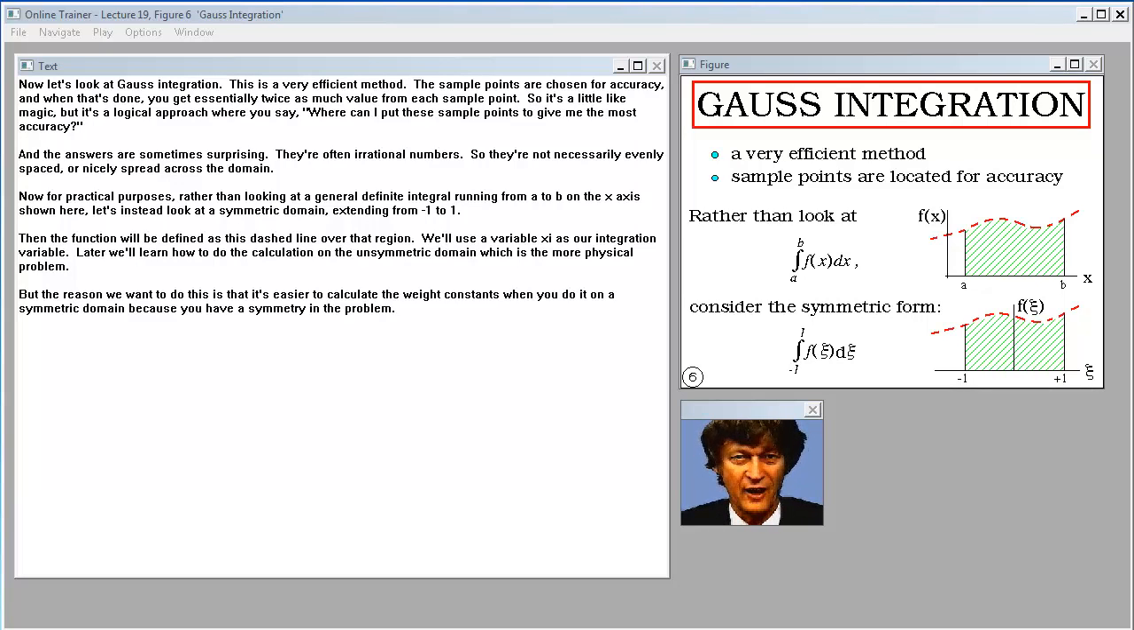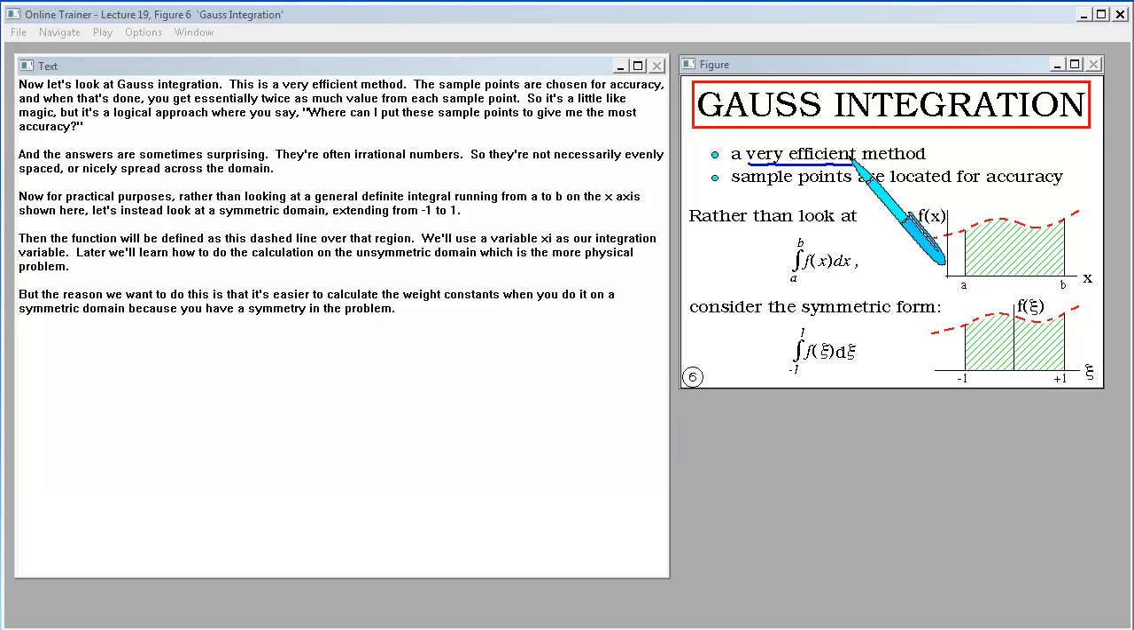Now let's look at Gauss integration. This is a very efficient method. The sample points are chosen for accuracy, and when that's done, you get essentially twice as much value from each sample point. So it's a little like magic, but it's a logical approach where you say, where can I put these sample points to give me the most accuracy? And the answers are sometimes surprising. They're often irrational numbers, so they're not necessarily evenly spaced or nicely spread across the domain.